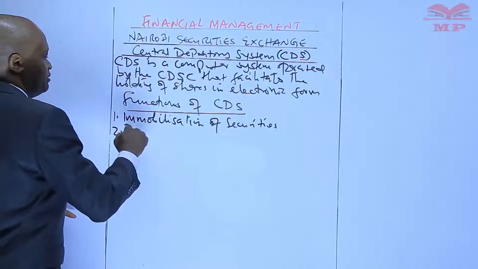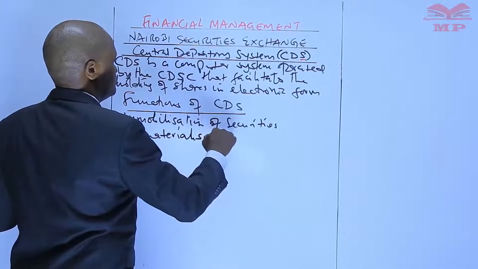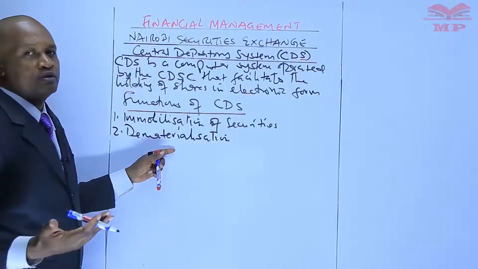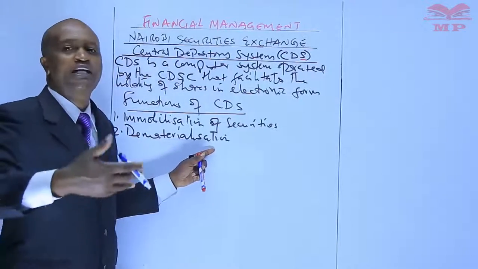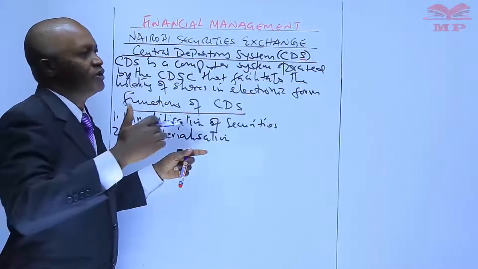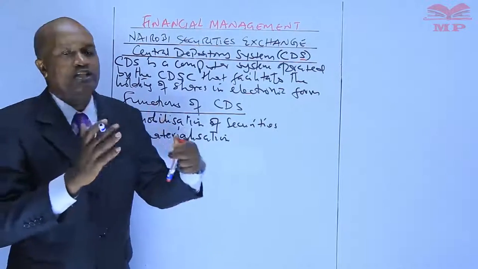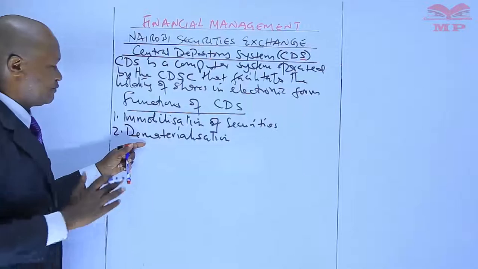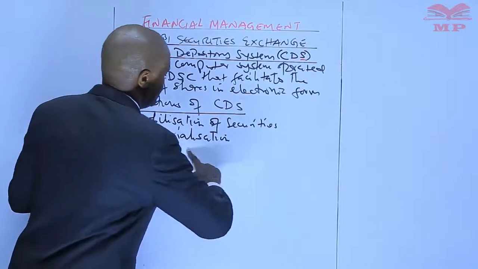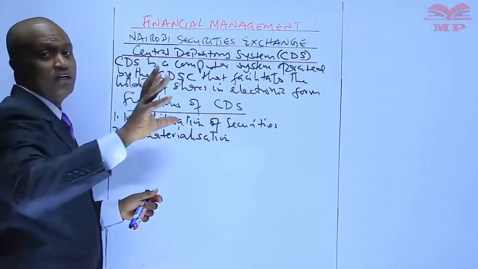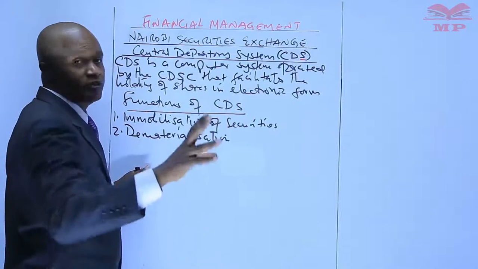Number two, dematerialization. What is dematerialization? Dematerialization, on the other hand, is the elimination of physical certificates or the physical documents showing entitlement to a security, so that ownership exists only as a computer record. So it is a function of the CDS to carry out the dematerialization, so that we do not have physical certificates as evidence of ownership of securities.